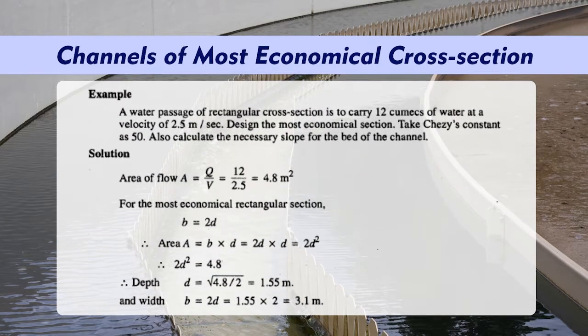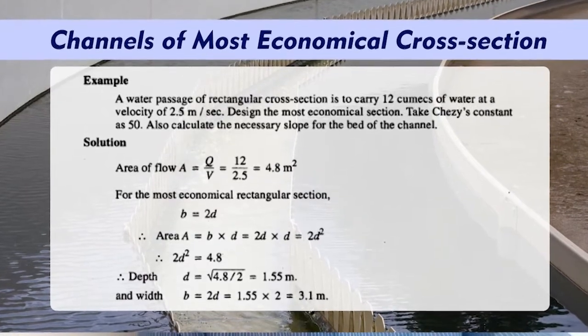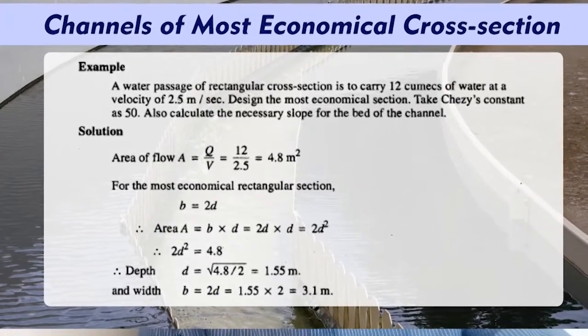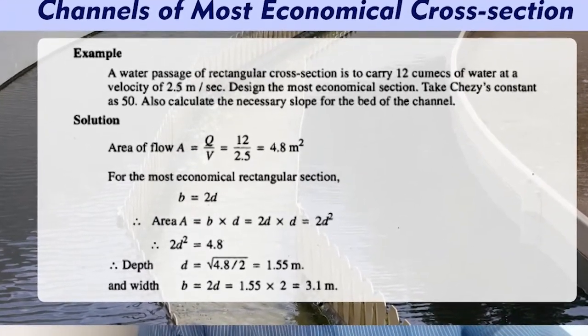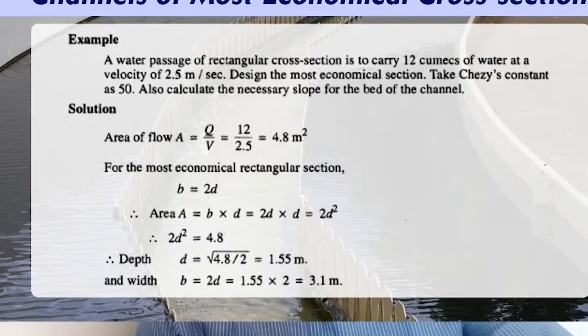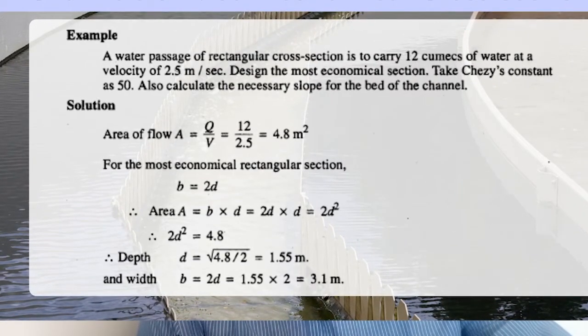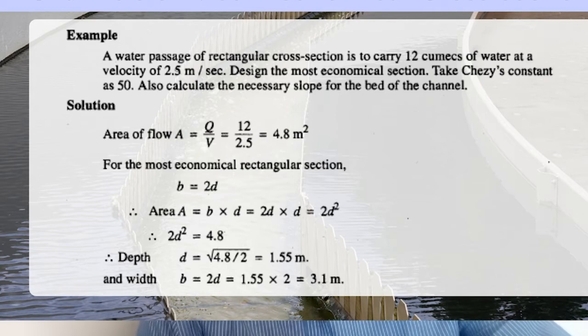First, a water passage of rectangular cross section is to carry 12 cubic meters per second of water at a velocity of 2.5 meters per second. Design the most economical section. Take Chezy's constant as 50. Also calculate the necessary slope for the bed of the channel.